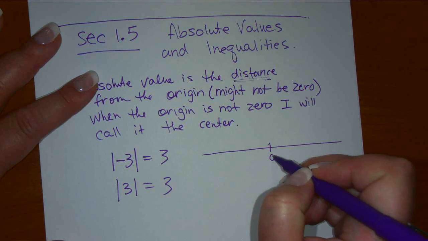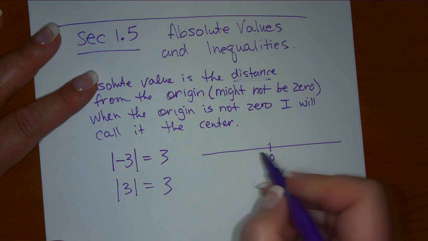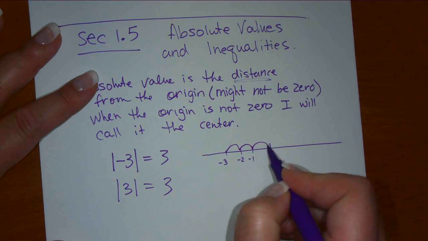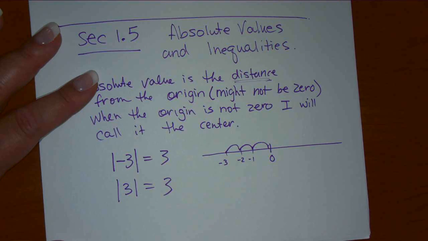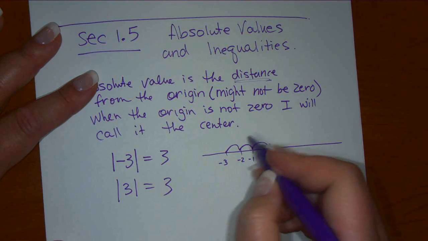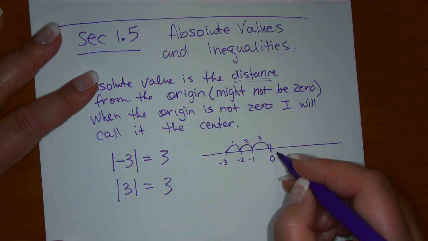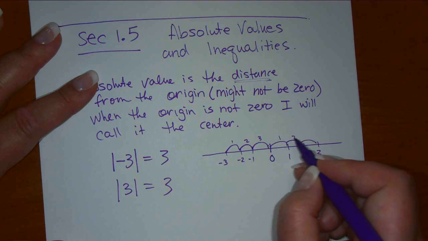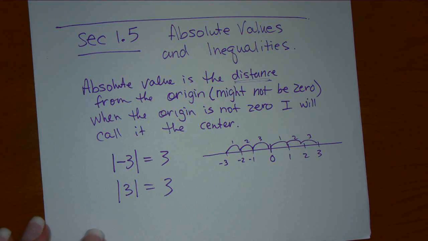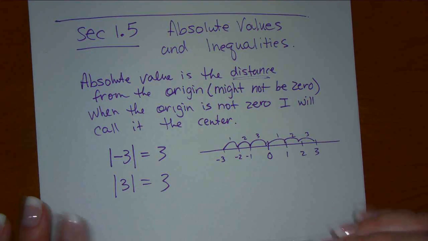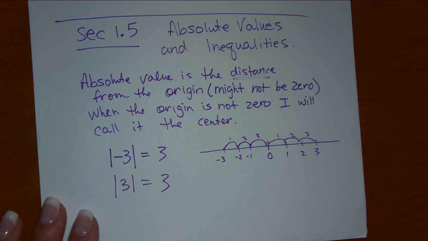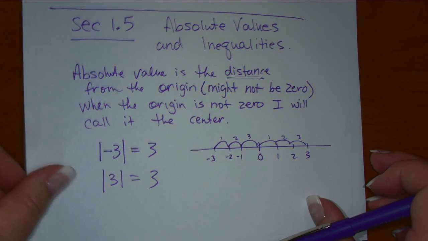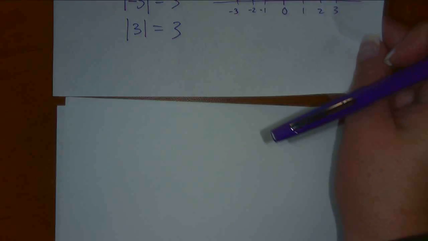Here's 0 on a number line, and let's say -3 is here. It's 1, 2, 3 away from 0. And positive 3 is also 3 away from 0. So they're both equal to positive 3 because they are 3 away from the origin. This isn't how we're going to see absolute value, though. We're going to see it with some variables in there. So I'll show you.